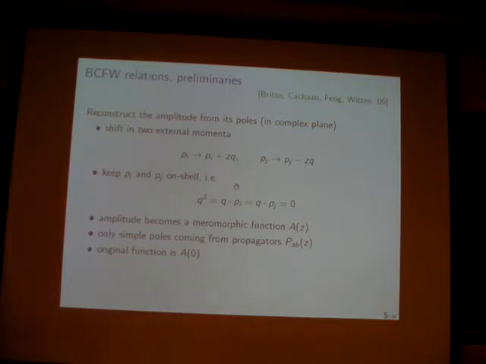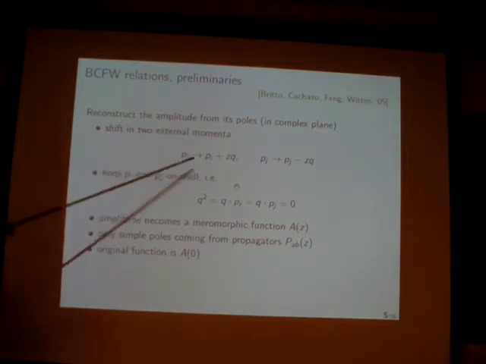Then another important step to understand better or simplify the complicated calculation is the so-called BCFW relations. And the trick is hidden in going to the complex plane with the momenta. So one of the possibilities how to do it is to shift two external momenta, p1 and p2, generally p_i and p_j.